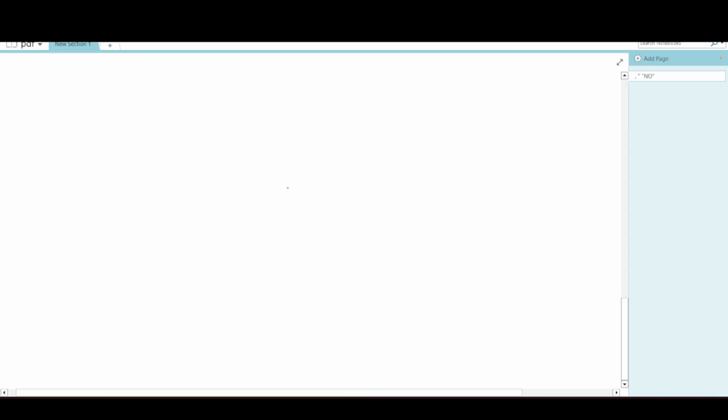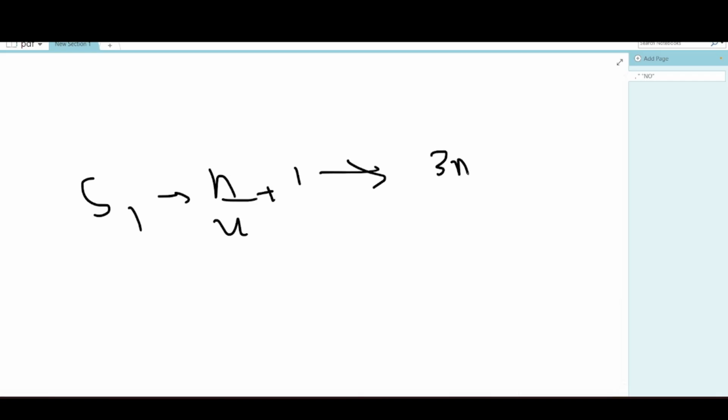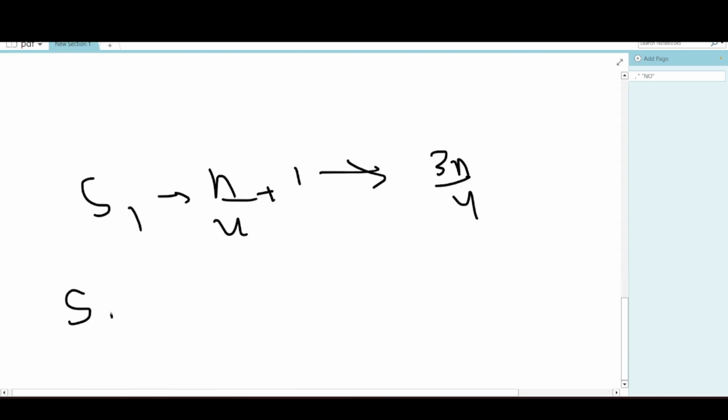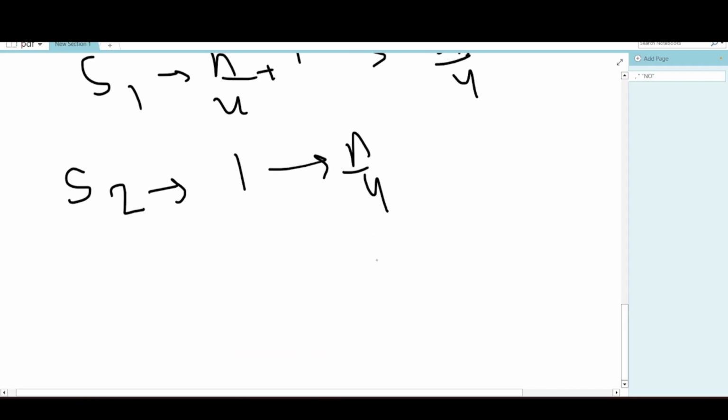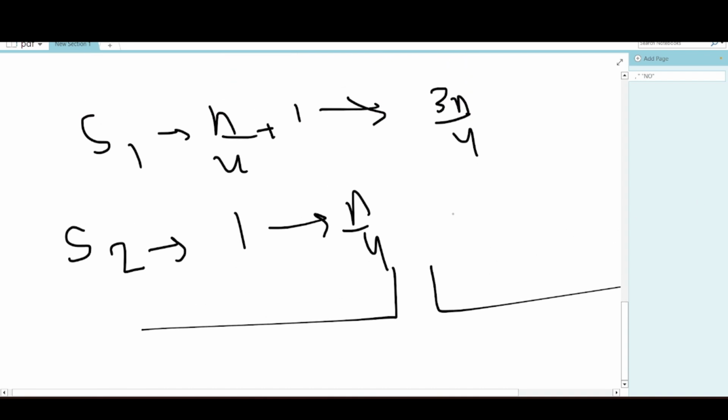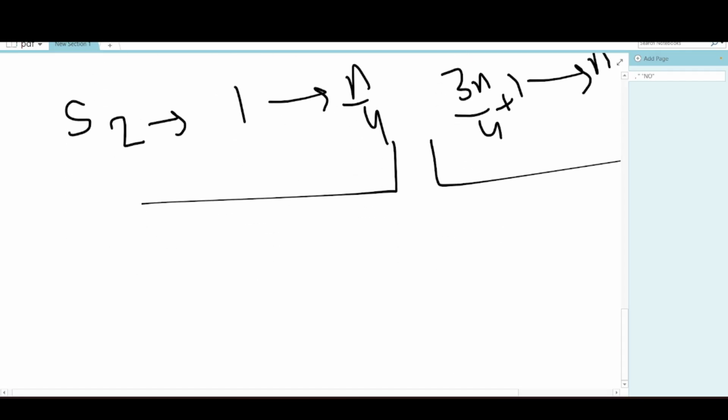So in set 1 for even numbers, I will have elements from n by 4 plus 1 till 3n by 4. And in set 2, I will have elements from 1 to n by 4, which are the leftmost elements, and the rightmost elements from 3n by 4 plus 1 till n. Okay, so let me first write this.